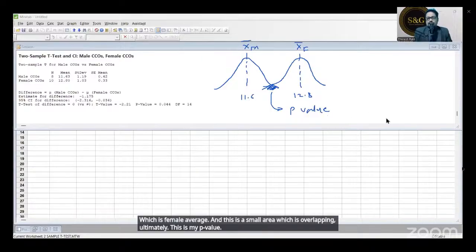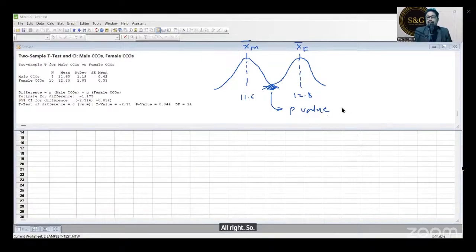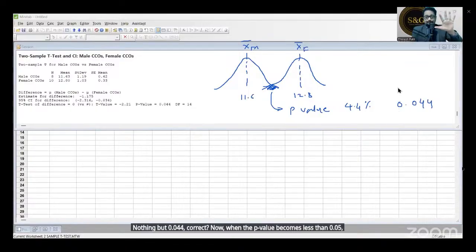All right, so understand this. The P value is the percentage area, which is 4.4%, right? Which is nothing but 0.044, correct? Now, when the P value becomes less than 0.05, which is 5%, out of 100% the overlap is only 5%. That means there is a statistically significant difference between these two values.